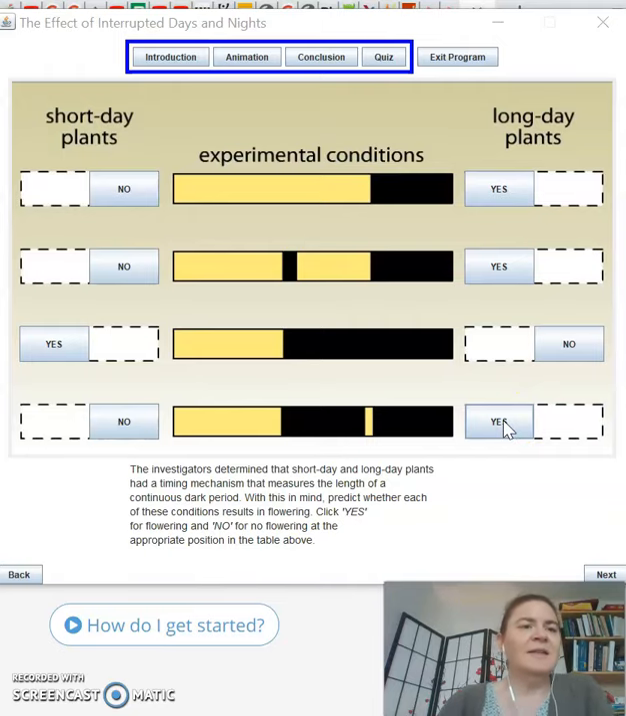So you've correctly anticipated the consequences of each light condition for short day and long day plants. Both types of plants measure the length of the dark period. Notice that the long day plants interrupted a long night with a short period of illumination, essentially shortening the night, triggering flowering, just as a short night does.